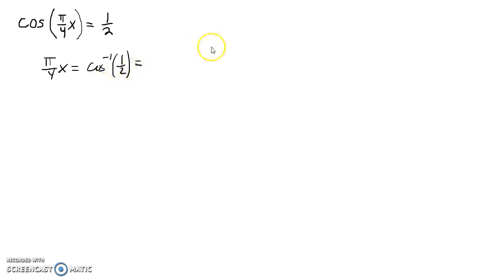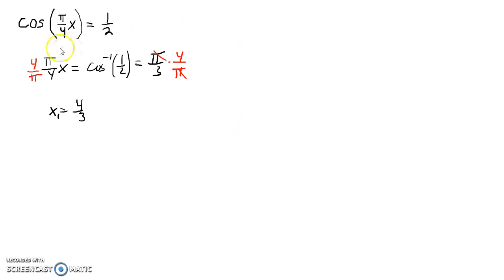I happen to know that cosine inverse of a half is a special angle. So let's say the angle that has a cosine of a half is pi over 3. And now I can multiply both sides by 4 over pi in order to come up with my solution here. First solution, I get x equals 4/3. And there we go. We got ourselves one solution to the equation.